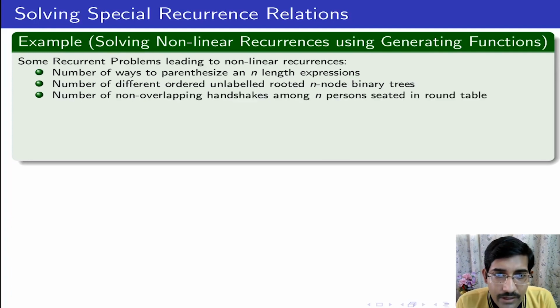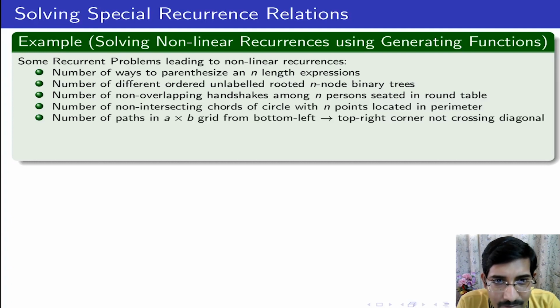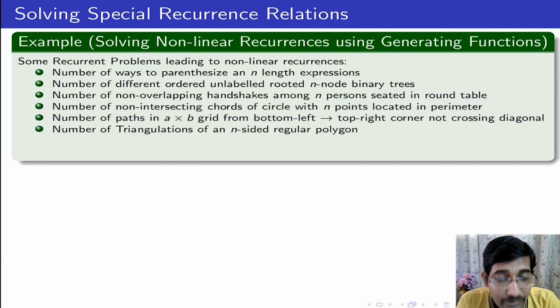Number of non-overlapping handshakes among n persons seated at a round table. So no handshake should cross another. This is the same as the number of non-intersecting chords of a circle with n points located on its perimeter. Number of paths in an A cross B grid from the bottom left corner to the top right corner not crossing the diagonal. Now you can understand, right? You have done it. Number of triangulations possible in an n-sided regular polygon.